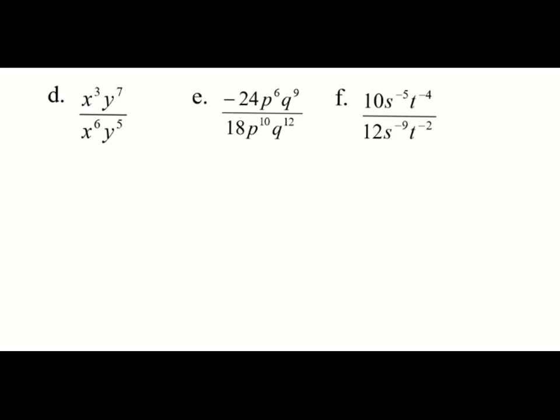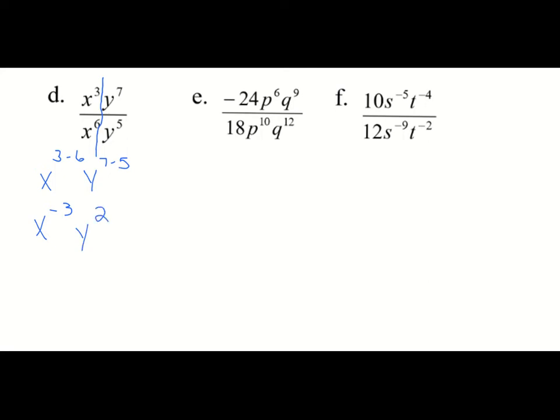Okay, so now we're going to take a look at D, and this one I'm going to start off and do that quotient rule because I can see there's that fraction bar in there, and we have bases that are the same, so like x to the 3rd and x to the 6th. So again, we always start with the top power minus the bottom one. So it's going to be x to the 3 minus 6, or we're going to get x to the -3rd power. And then for y, it's going to be 7 minus 5. So we'll end up with y to the 2nd power.